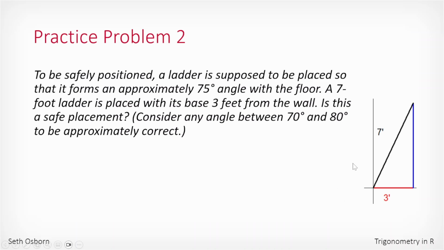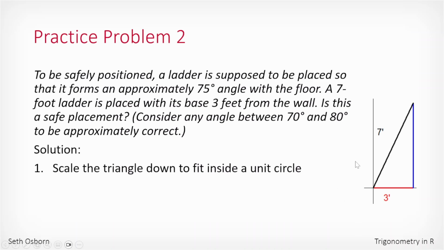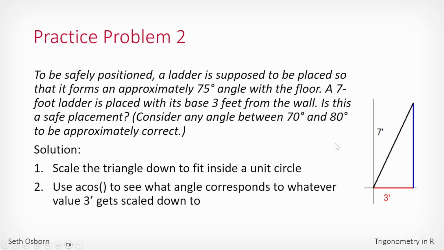So this will be even easier. To solve this, we're going to scale this down to fit inside a unit circle. Doing so will also scale this length of 3 feet down by some amount. And then we're just going to use arc cosine to see what angle right here corresponds to whatever this line segment is after we've scaled it down.